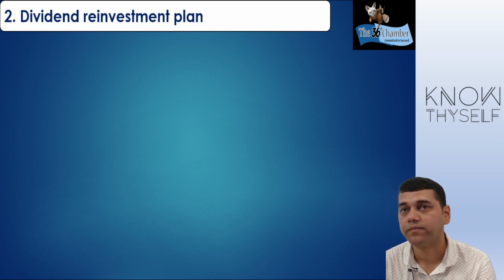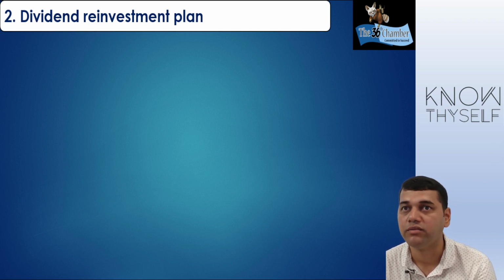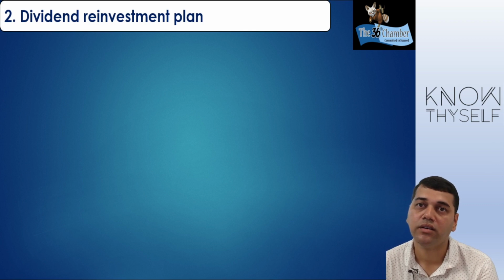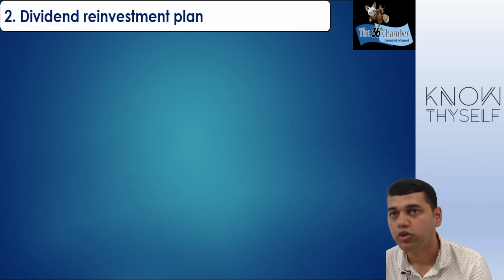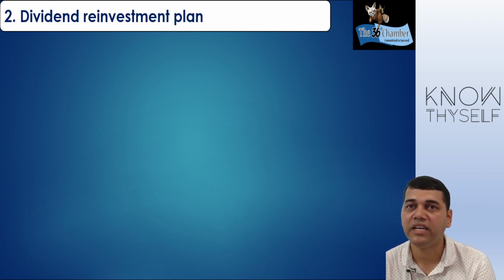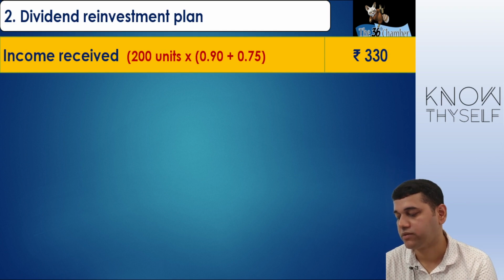Can you tell me how many rupees he is going to get from the mutual funds? How many units is that investor holding? 200. How much dividend did he get? 0.9 and 0.75, correct? So he got a total of 330 rupees.